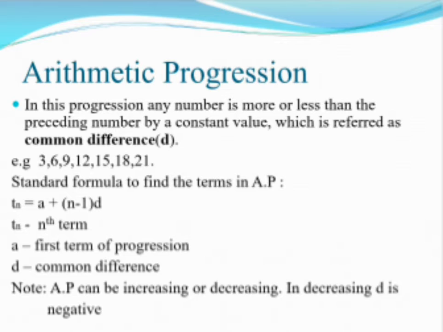Here Tn denotes the nth term in the series. a is the first term of the progression and d is the common difference. Now the d can be positive as well as negative depending upon whether the progression is increasing or decreasing. I hope this is clear to all of you. Kindly learn this formula, because you need to know this formula in order to solve the questions to find the nth term or number of terms in the progression or common difference.